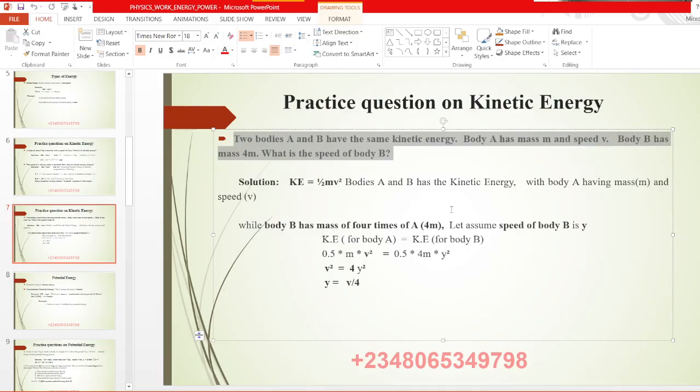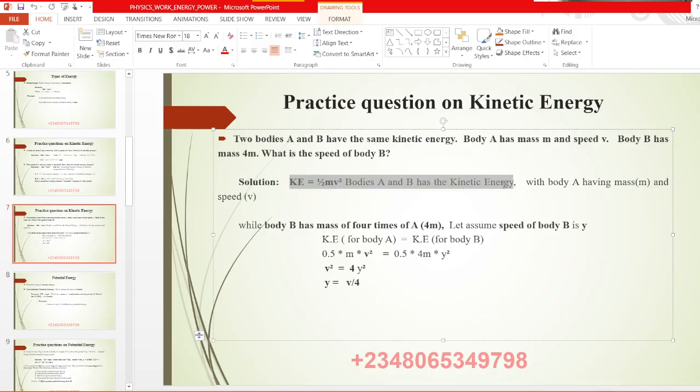For you to get this question right, the solution states that kinetic energy is half times mass times velocity squared, where bodies A and B have the same kinetic energy, with body A having a mass of m and speed of v. So you need to equate. An assumption is that both of them have the same kinetic energy of 50 joules equals 50 joules. So you need to equate it together. And that's what we have done. But you must take note of the fact that body B has 4 times the mass of A.